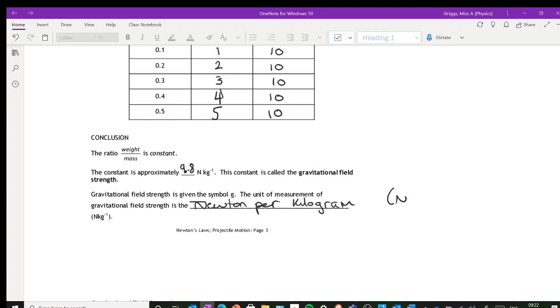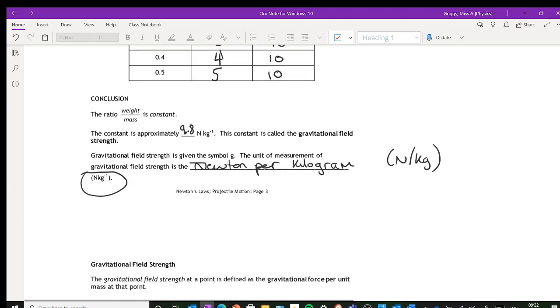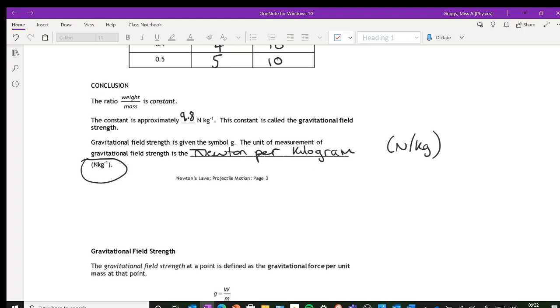Okay, which you can write as N/kg, but as we get further up in our science, we start to write these things kg to the -1. It means the same thing. It's just a unit. You don't need to worry about putting in any indices or anything. It's just another way of writing this. So that -1 is instead of that sort of slash. So 9.8 on Earth is the gravitational field strength.